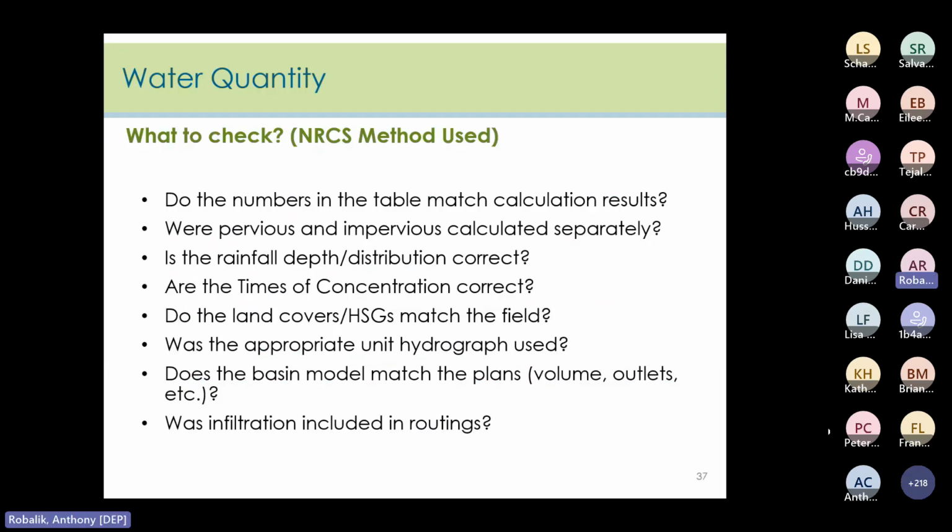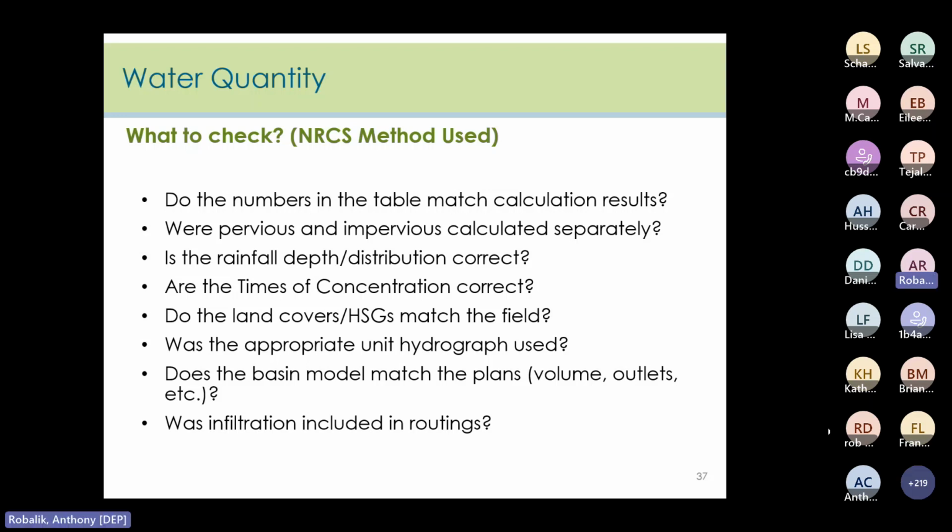So what do we need to check? They use the NRCS method. So first thing to check is, are those numbers in those tables what the results of the calculation show? Did they calculate pervious and impervious areas separately? Is the rain depth correct, distribution right? Is the TC right? Do the land covers or HSGs actually match the field? Some other things, did they use the right unit hydrograph? Does the basin model match the plan?